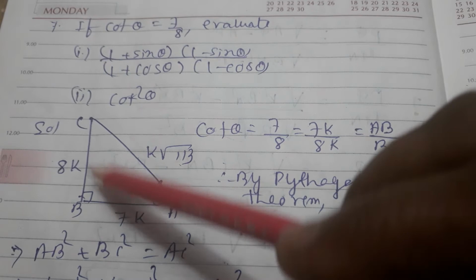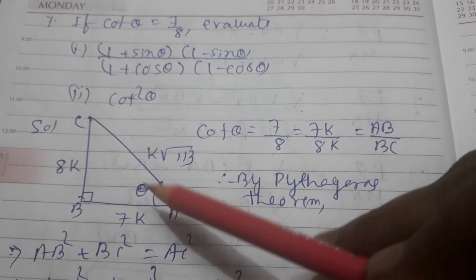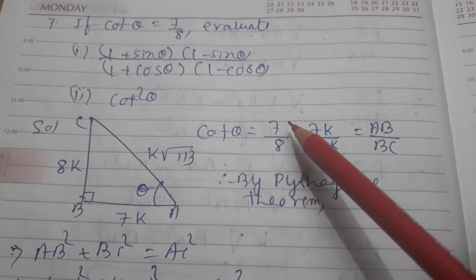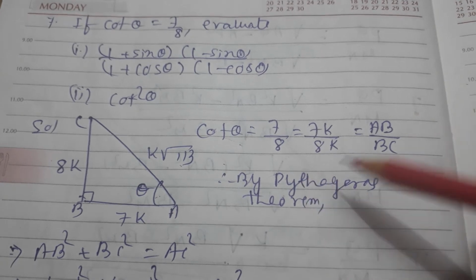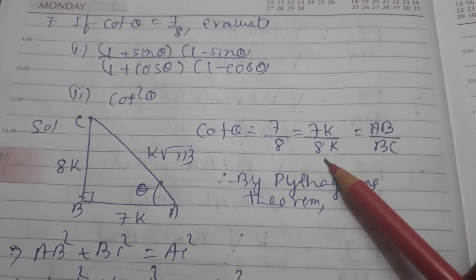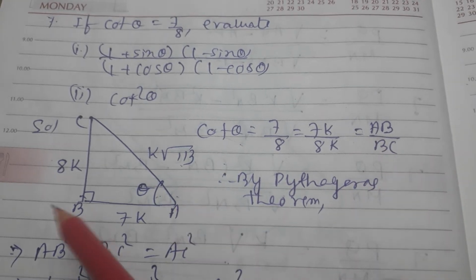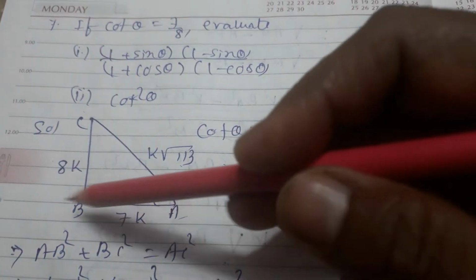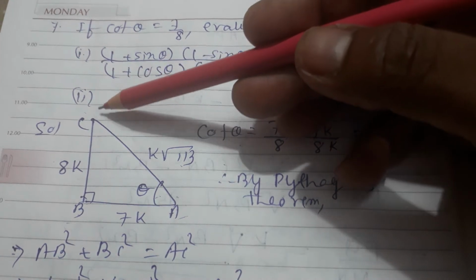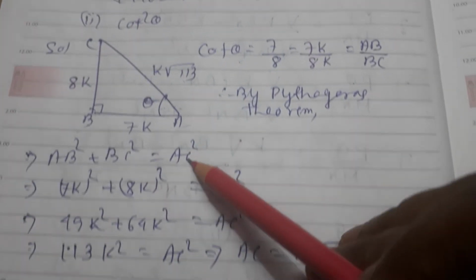So ABC is a right triangle. This angle is theta. Cot theta equals 7 by 8. Same thing I have repeated, 7k by 8k. So cot equals B by P. So this is B and this is P, 7k, 8k. Now take out AC by using Pythagoras theorem.